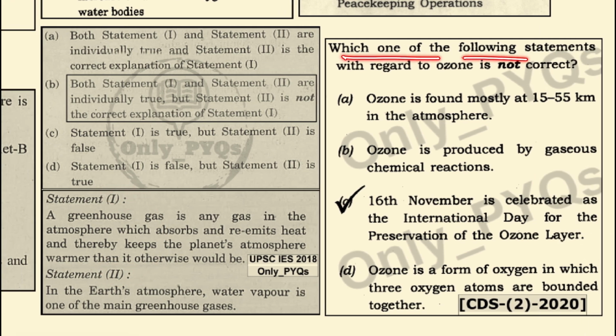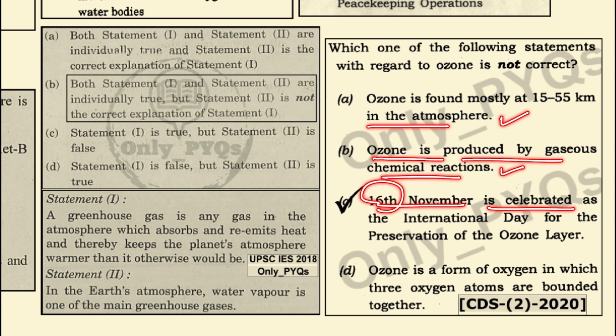Which one of the following statements with regard to ozone is not correct? Ozone is found mostly at 15 to 55 kilometers in the atmosphere. Yes, this is correct. Ozone is produced by gaseous chemical reaction. This is also correct. 16th November is declared as the International Day for the Preservation of the Ozone Layer. This is wrong because it is 16th September and not November.